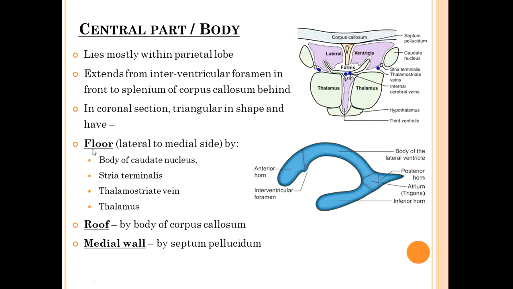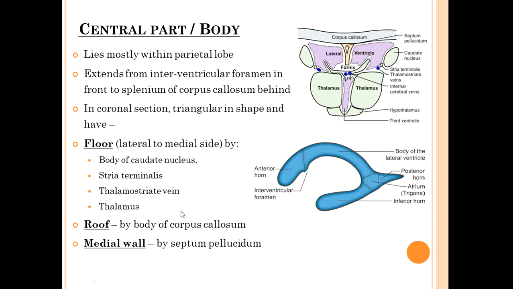Now here you see the floor is formed, from lateral to medial, by the body of the caudate nucleus, then the stria terminalis, then the thalamostriate vein, and then the thalamus. They will be asking you in a 2 marks question, what forms the floor of the body of the lateral ventricle? It is the caudate nucleus, stria terminalis, thalamostriate vein, and the thalamus.